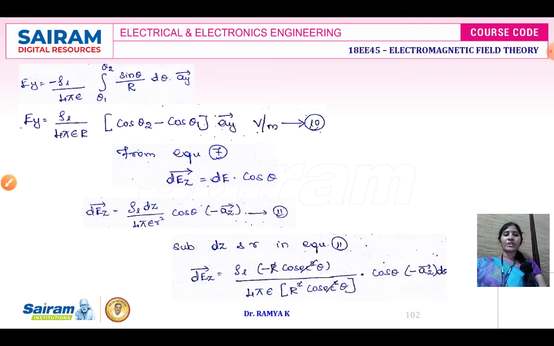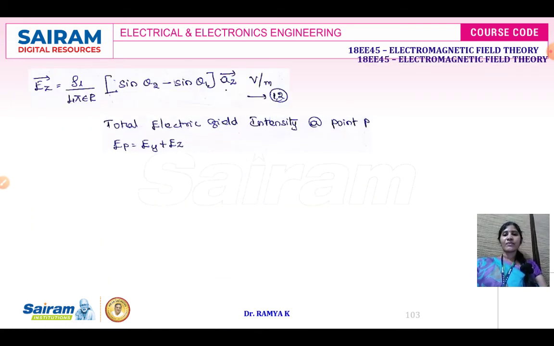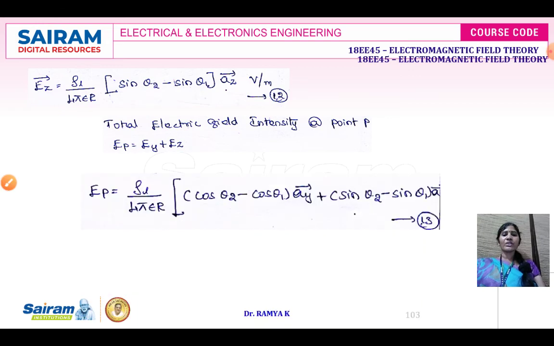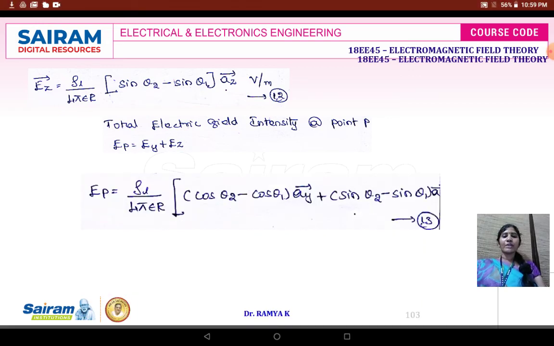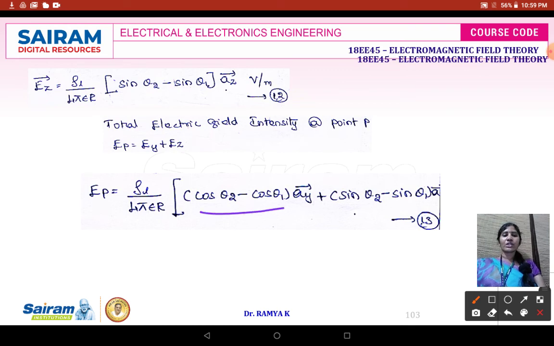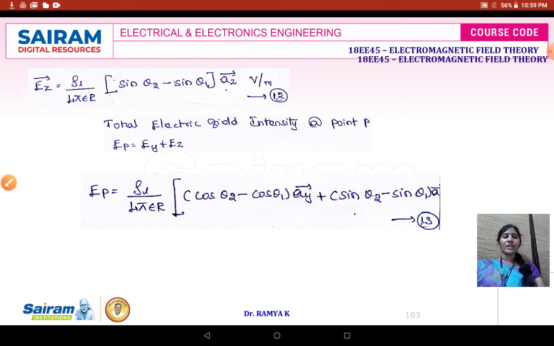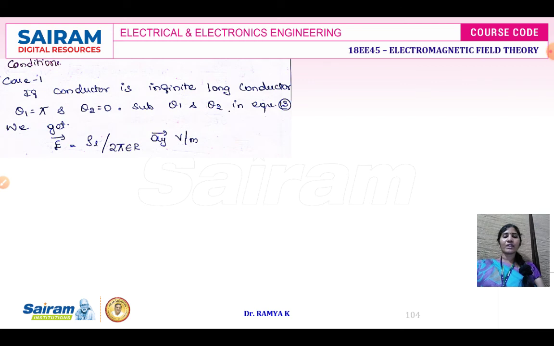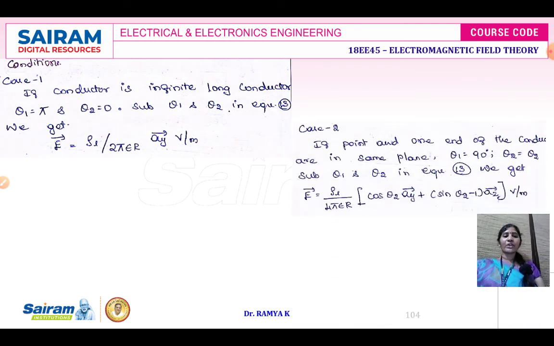So when you substitute it, you will get the Ez as rho L divided by 4 pi epsilon r into sin theta 2 minus sin theta 1. Therefore, the total electric field intensity at point P is going to be Ey plus Ez, which is nothing but rho L divided by 4 pi epsilon r, cos theta 2 minus cos theta 1 ay, plus sin theta 2 minus sin theta 1 into az. Here three conditions we have to check: for an infinite length of the conductor, for the finite length of the conductor, and if you have one point of the conductor and the point on the same plane, then what will be the answer.